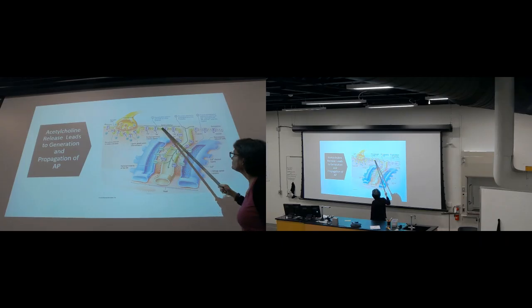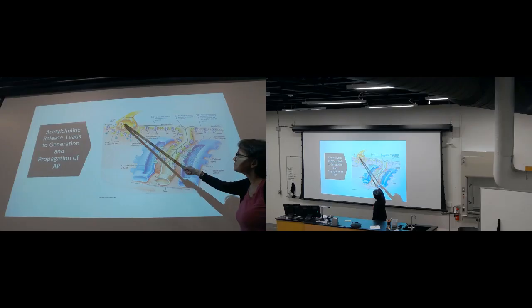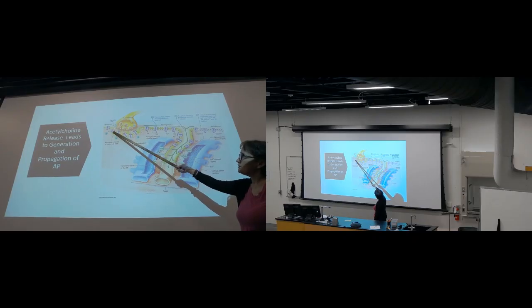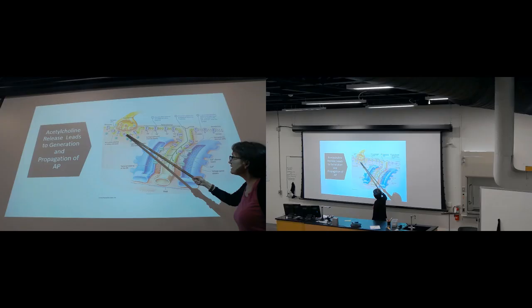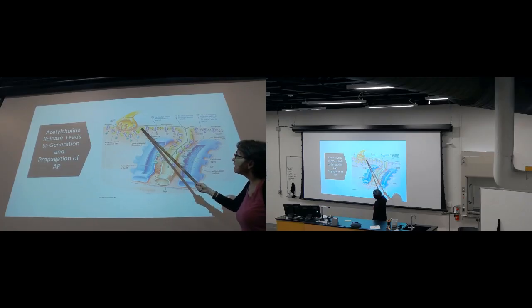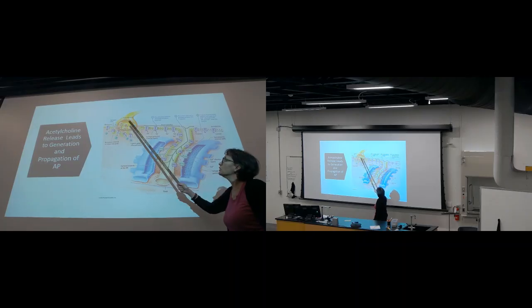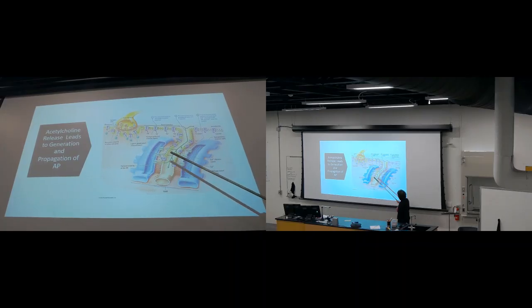So if you see a little bit more than just this space in the motor end plate, this is what happens. You release acetylcholine, the receptor receives acetylcholine, you open the channels, sodium rushes in, and then this plasma membrane, the motor end plate, becomes depolarized. And then that depolarization will propagate, will go into other areas.